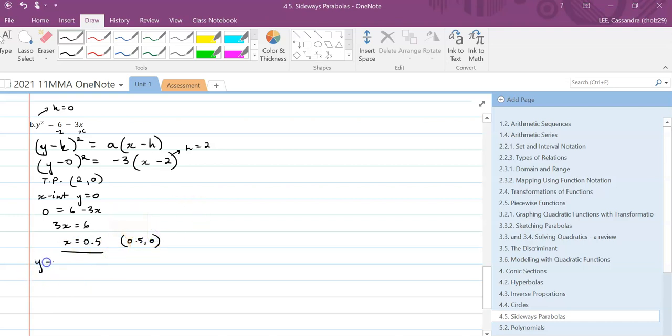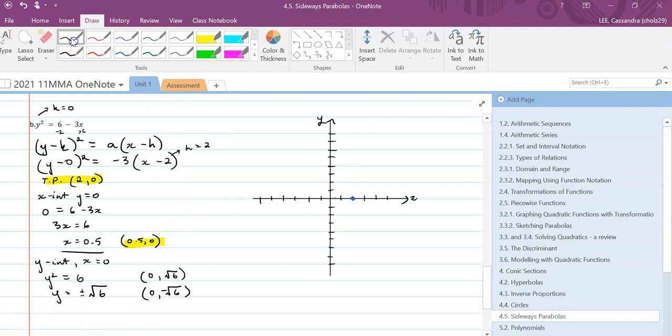Then let's do our y-intercepts. So the y-intercept is when x is equal to 0. So we have y squared is equal to 6 take 0. And so y is going to be equal to the positive or negative square root of 6. So we've got one at 0, positive root 6, and we're going to have one at 0, negative root 6. So let's go ahead and draw in our parabola.